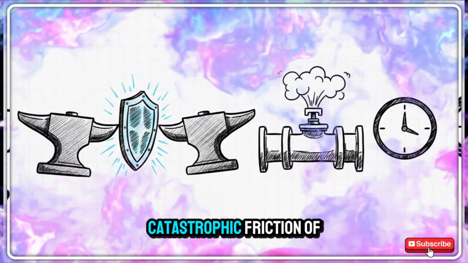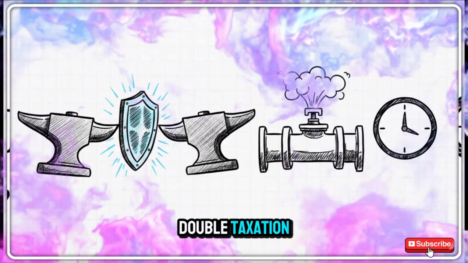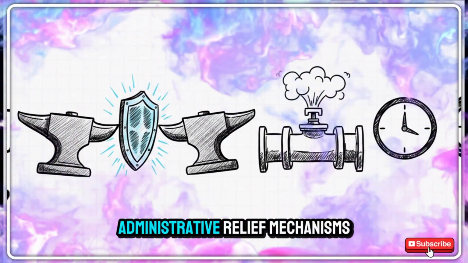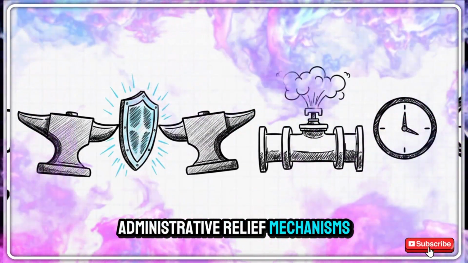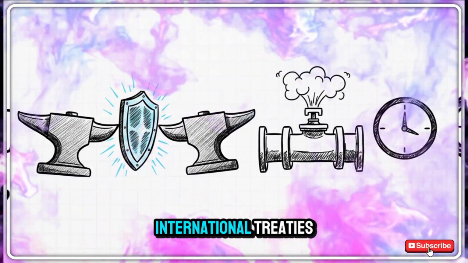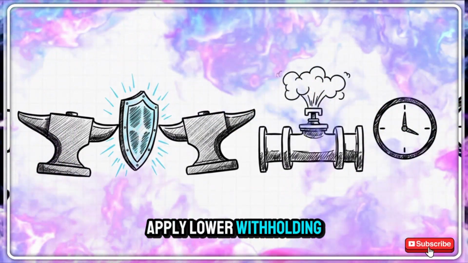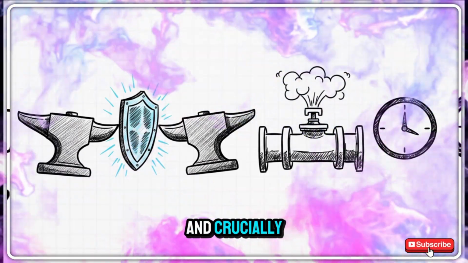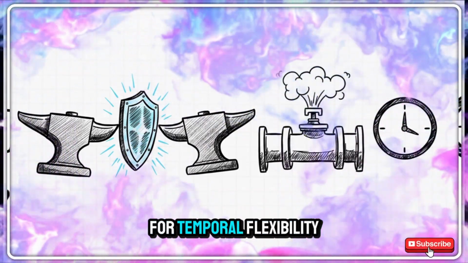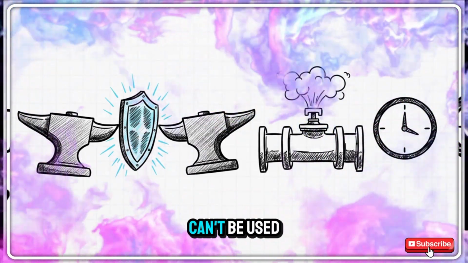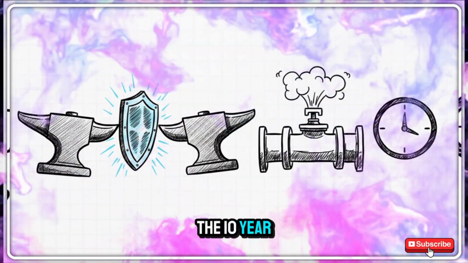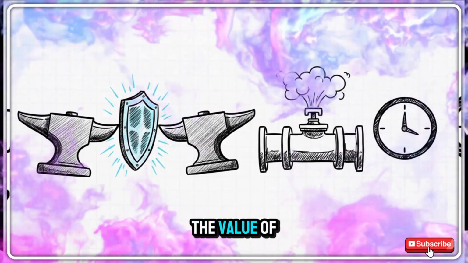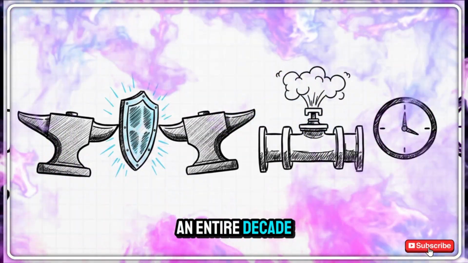To prevent the catastrophic friction of double taxation, the apparatus provides specific cross-border administrative relief mechanisms. Entities can invoke international treaties, apply lower withholding rates, or claim foreign tax credits. And crucially, the protocol allows for temporal flexibility. If a credit can't be used immediately, the 10-year carry-forward rule acts as a pressure valve, allowing you to retain the value of that asset for an entire decade.